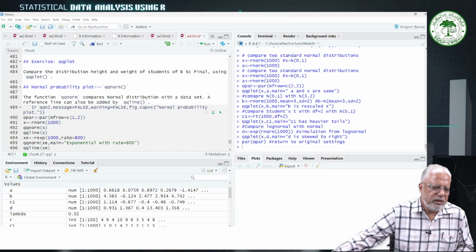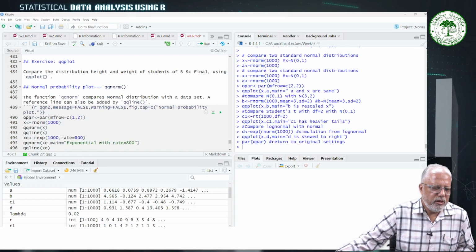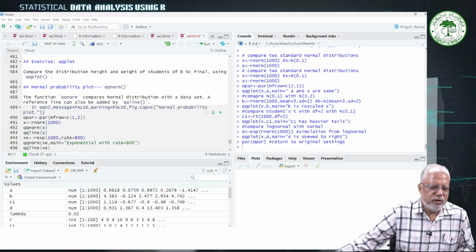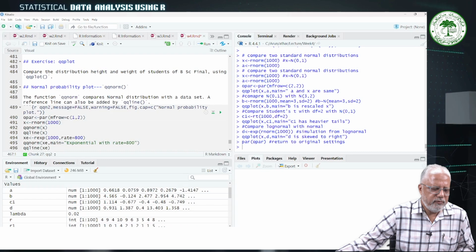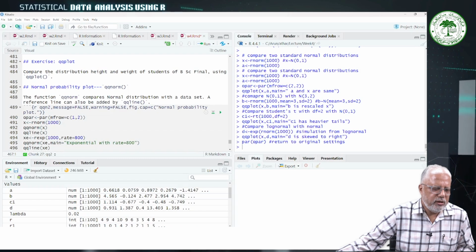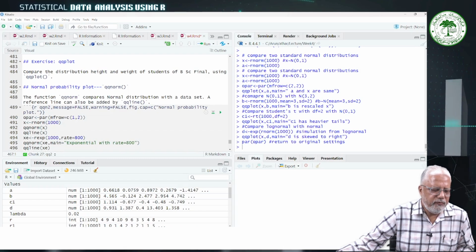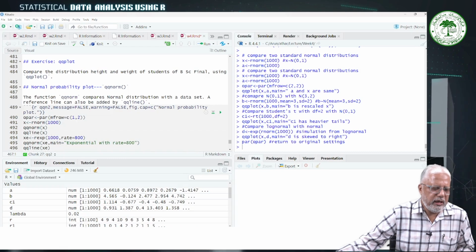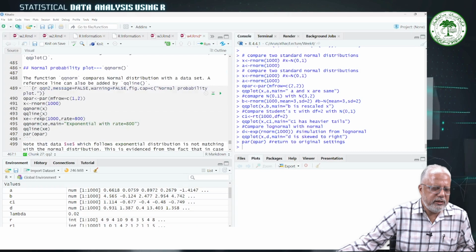So, what we are doing? We are first making op with mfrow, so it is one row and two columns. We are partitioning the screen into one row and two columns. Then we are simulating 1000 observations from normal 0, 1. Then we are having qqnorm, so it will generate a plot, and then we are having qqline(x). So this will be in the first graph, and in the second panel x is equal to rexp(1000, rate = 800), qqnorm, then qqline.